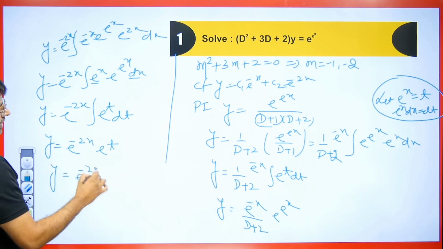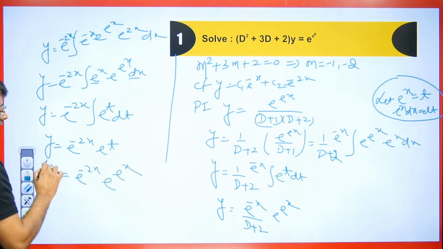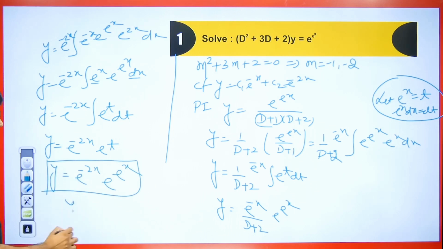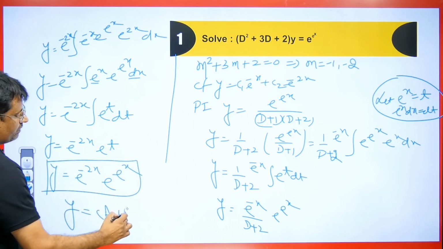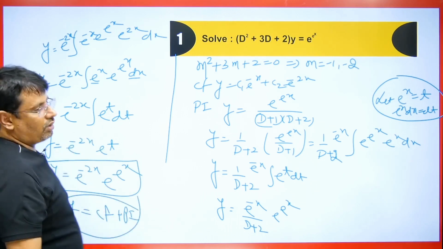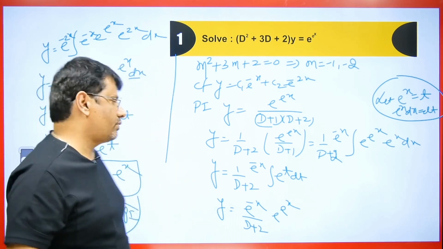E to the power minus 2x, and it will be e to the power x. And here we get the particular integral of this. So the final answer will be CF plus PI. This is how we solve this question here. And it's very simple. Let's look at the next question.